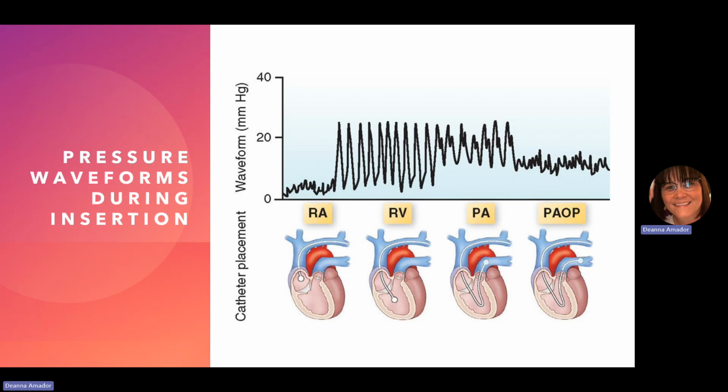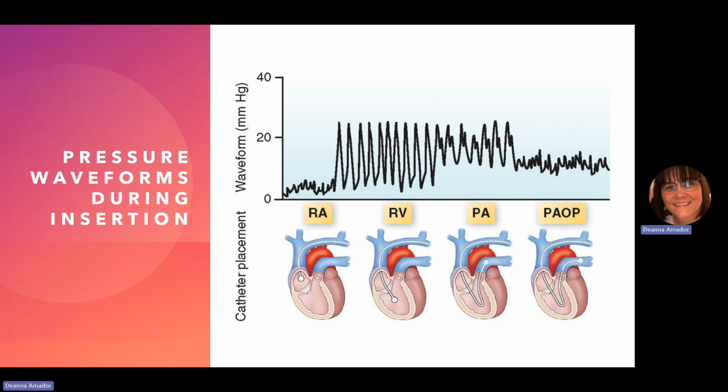As the physician is inserting this line, you will see this waveform up on the monitor. This is your right atrial waveform. As a nurse that has a patient with this line, it would be your responsibility to be able to tell the differences between these waveforms so you have an idea of where in the heart this line is placed.